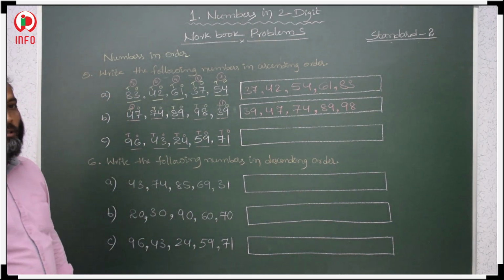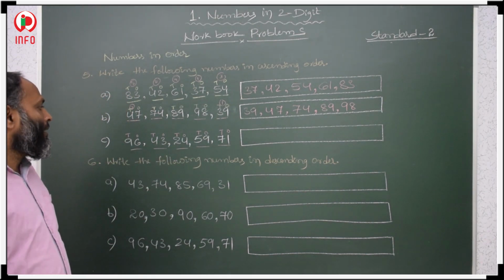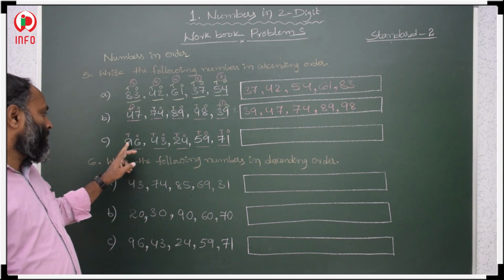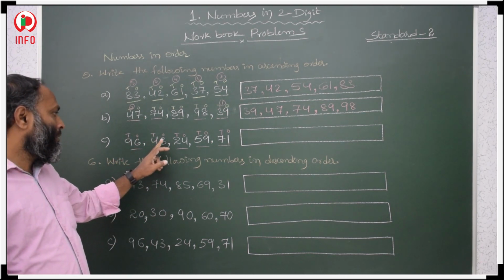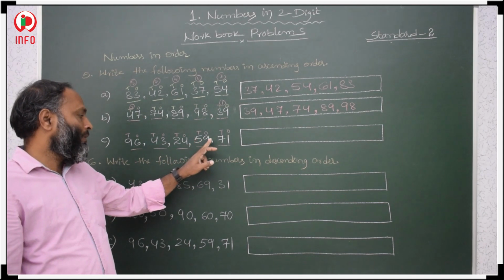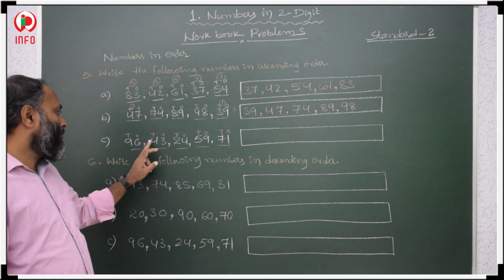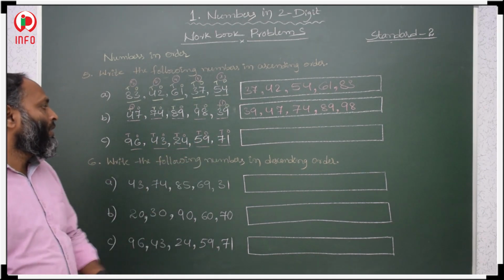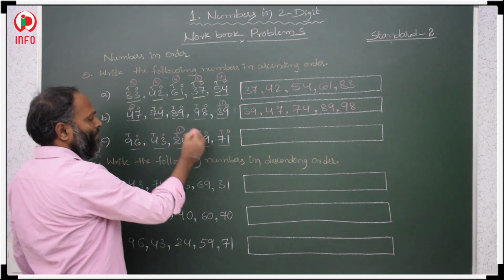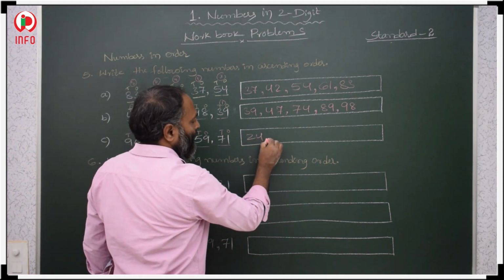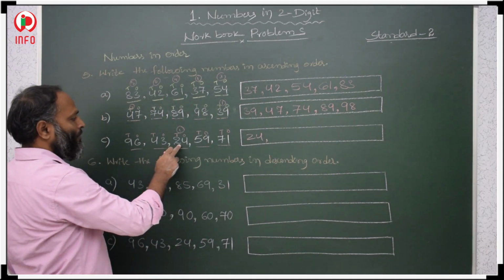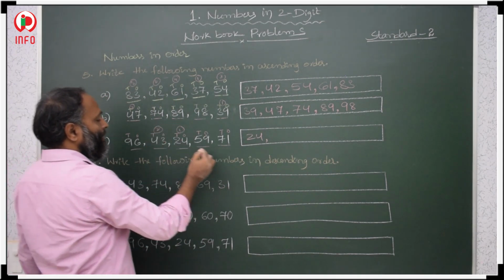Total 5 numbers. Compare tens places first: 9, 4, 2, 5, 7. 2 is smaller, so this will come first. That is 24.